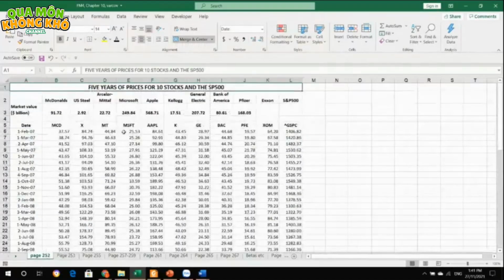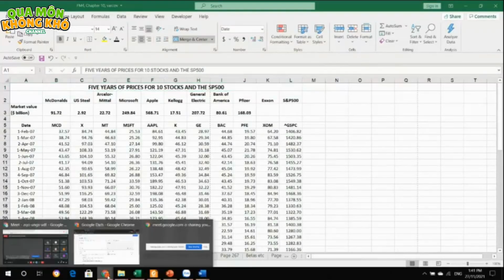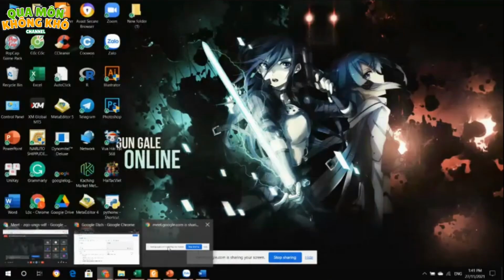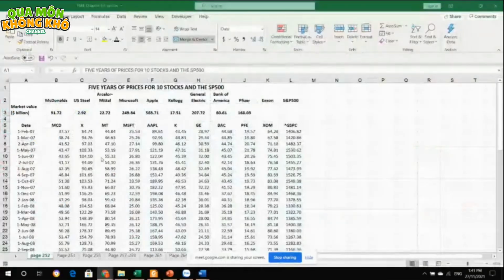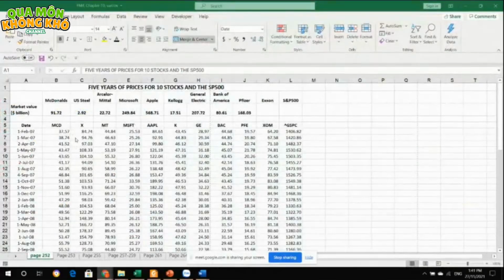Can you see my sheet? Hello. Can you see my sheet?